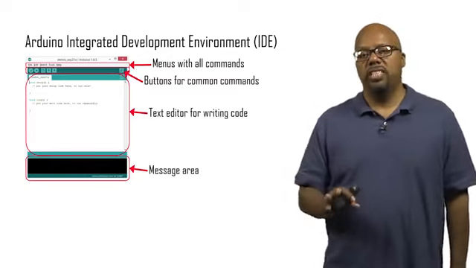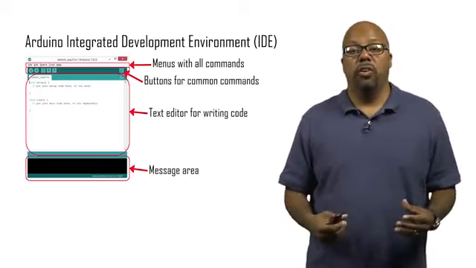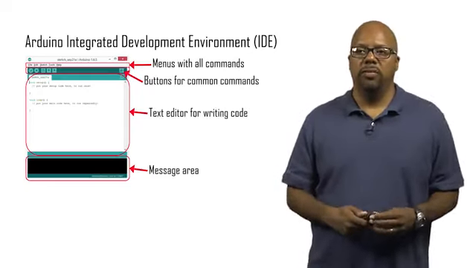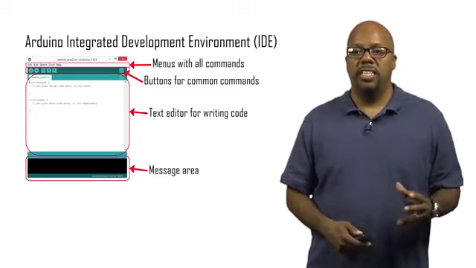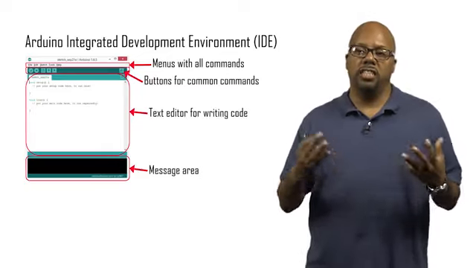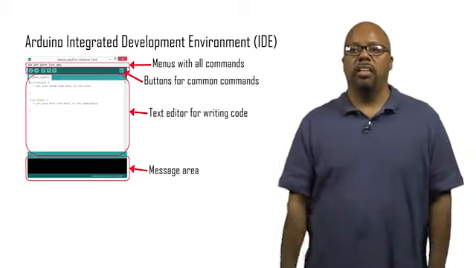And then at the bottom is a message area. That message area is usually for error messages. So when you're compiling and you get some kind of an error, it puts it in the message area. So this is the basic IDE, what it looks like. You're going to download this from arduino.cc, install it and run it. When you double click and run it, you'll get a window that looks something like this.